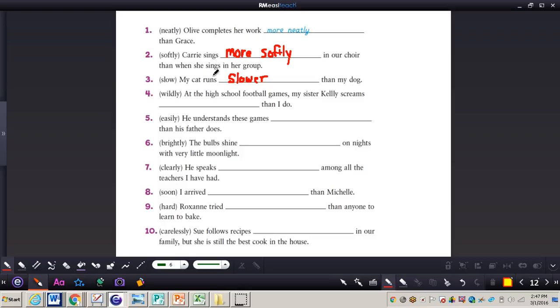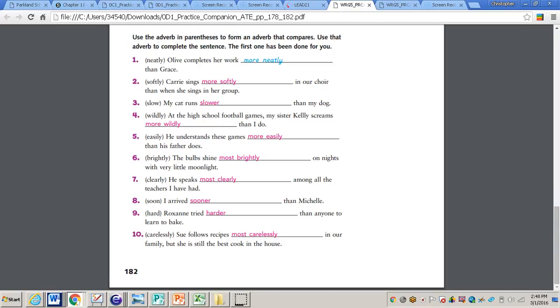Now what I want you to do is complete numbers 4 through 10 all by yourself. When you press play, I will have the answers for you. So I want you to pause the video now. So we can see the answers here for numbers 4 through 10. It says, at the high school football games, my sister Kelly screams more wildly, modifying screams there. Number 5, he understands these games more easily than his father does. Number 6, most brightly. Number 7, most clearly. Number 8, sooner. Number 9, harder. And then finally, number 10, most carelessly.